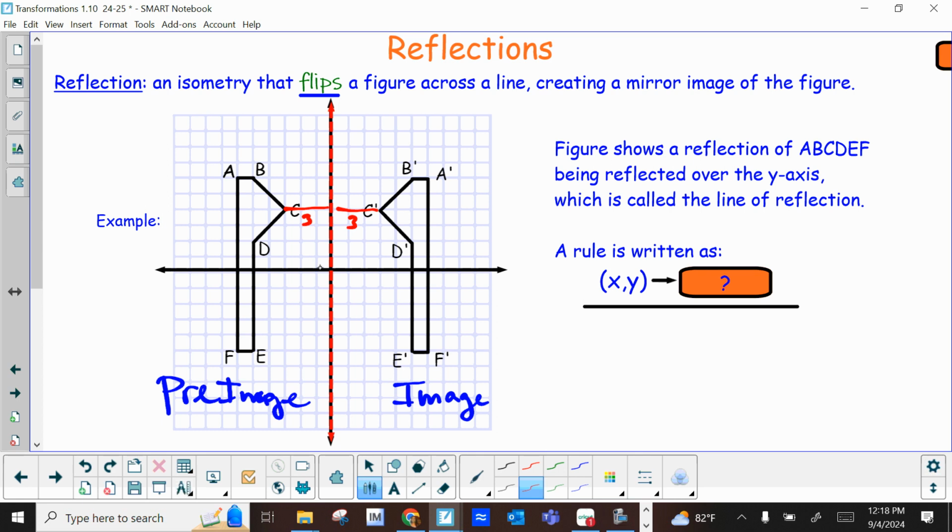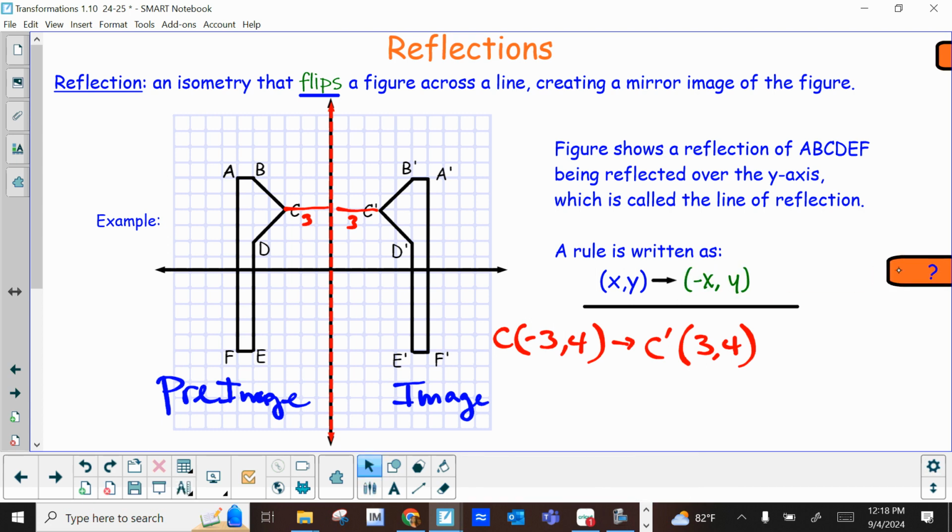That's it. Okay, so let's check it out. C was at -3, 4. That's your C. And then C prime ends up being at 3, 4. So the only thing that changed there was the sign on your X coordinate. So guess what? That's as simple as what your rule is going to look like. Okay, so this is a reflection over the Y axis, over that vertical line. So pretty easy. That one's not bad.